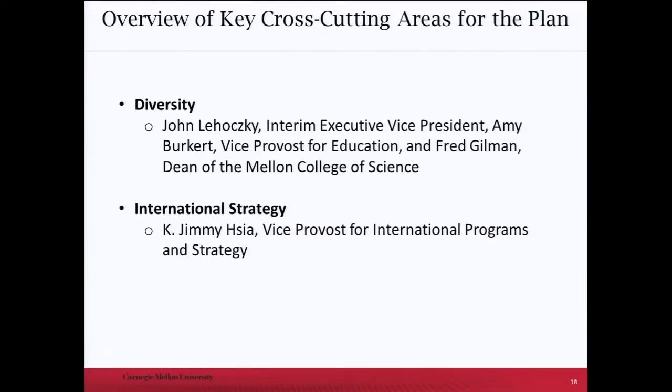Okay, the next 2 segments are really new topics we haven't talked about that are seen as cross-cutting across these 3 pillars that we've just had discussion about. And they're very much related to each other as well. Diversity, which, with Amy Burkert and Fred Gilman back in the room, you 2 should come up and facilitate.